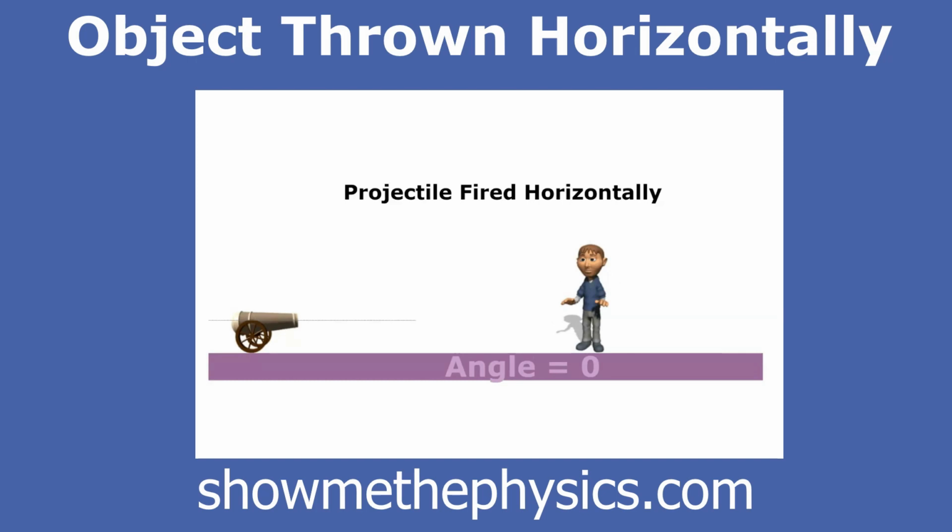The cannonball in this animation leaves the cannon and curves downward in a familiar way. Why do all objects projected horizontally have a similar shape?